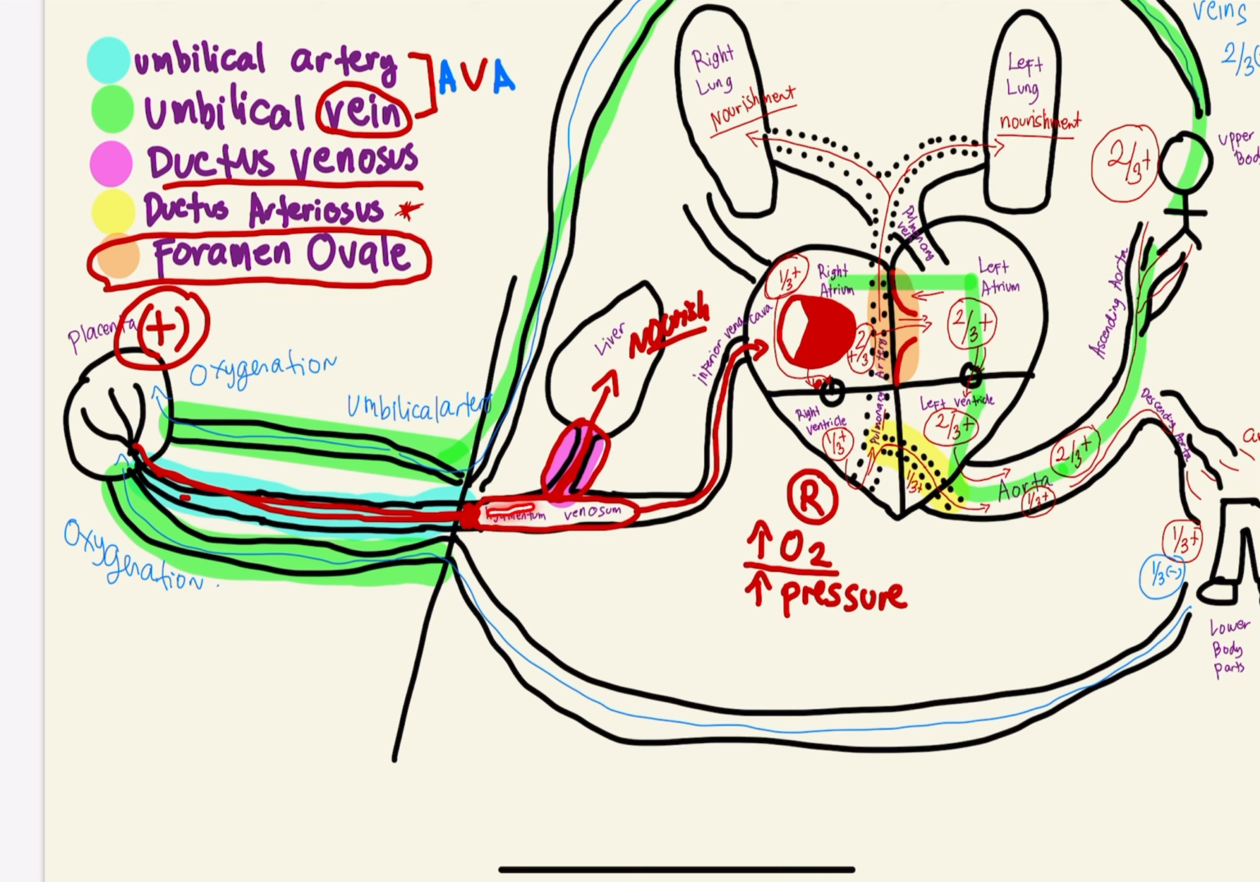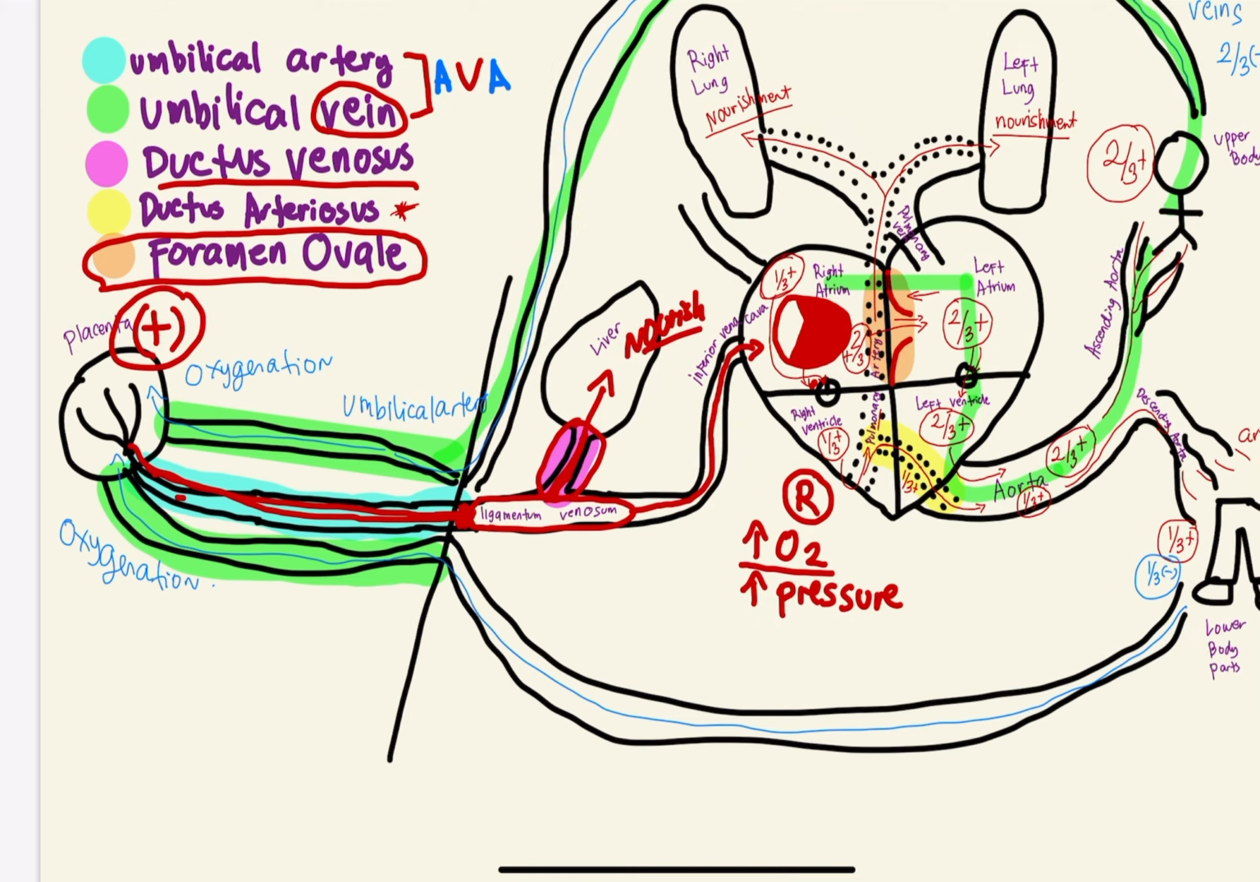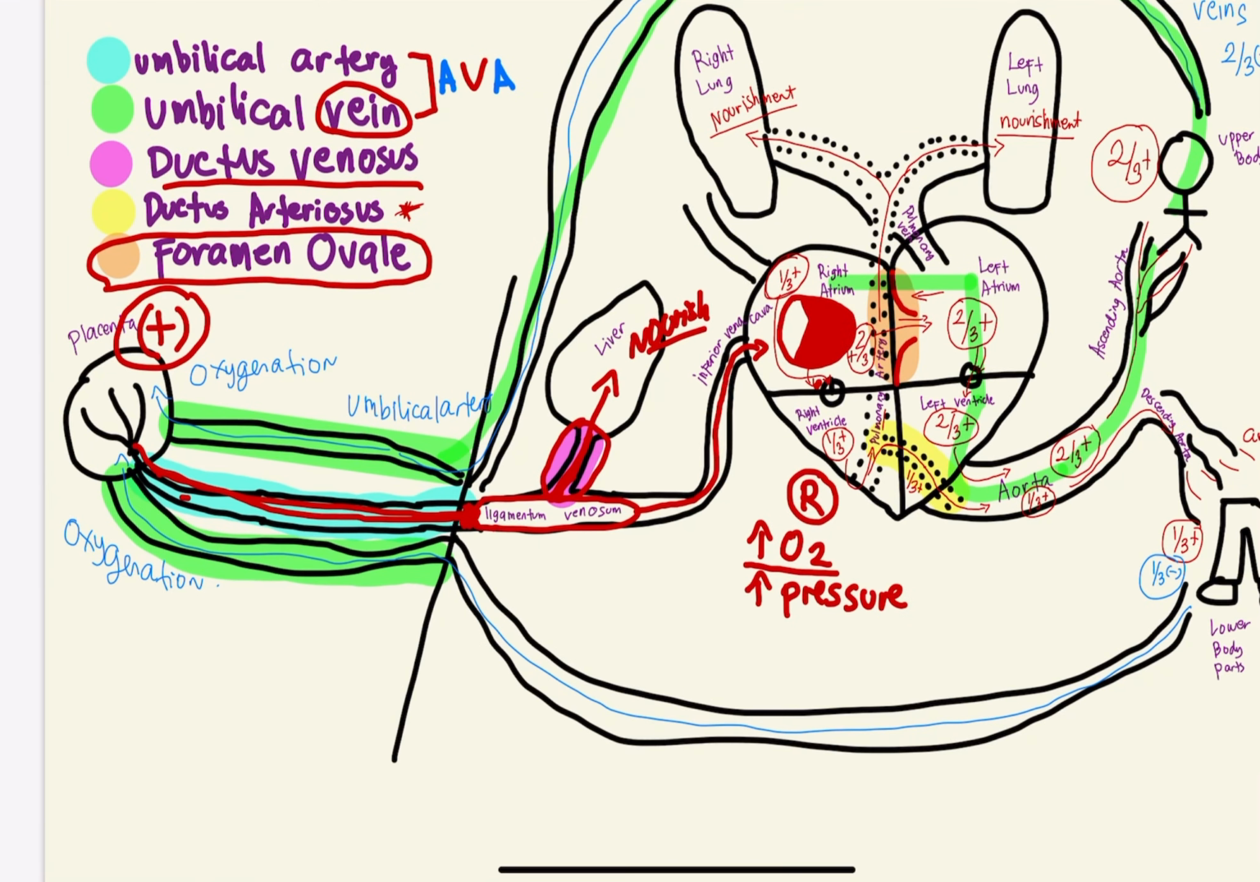Now, yung ibang dugo will go to the liver, passing the ductus venosus. Ito po, that's the ductus venosus. Dadaan yung ibang dugo, pupunta sa liver, passing the ductus venosus dahil kailangan ni liver ng nourishment. Now, majority of the blood will now enter from the ligamentum venosum, pupunta po siya sa inferior vena cava, and then it will go to the right atrium.